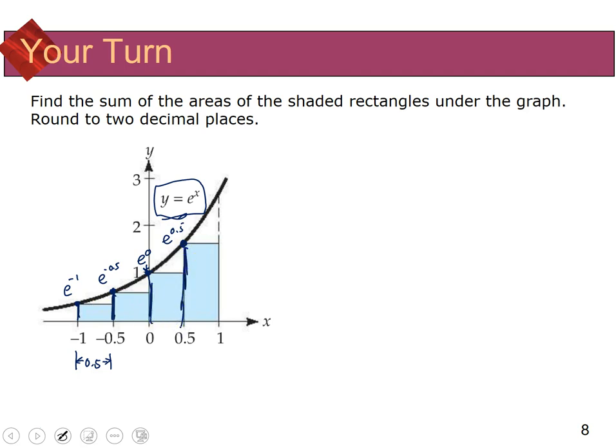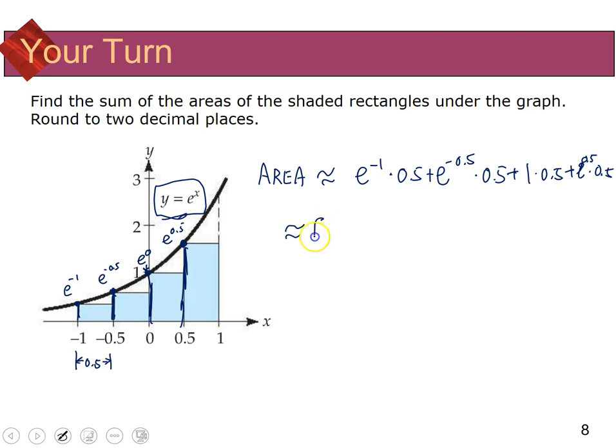So if I wanted to approximate the area for this, I would essentially have e to the negative 1 times 0.5, plus e to the negative 0.5 times 0.5, plus e to the 0, which is just 1, times 0.5, plus e to the 0.5 times 0.5.